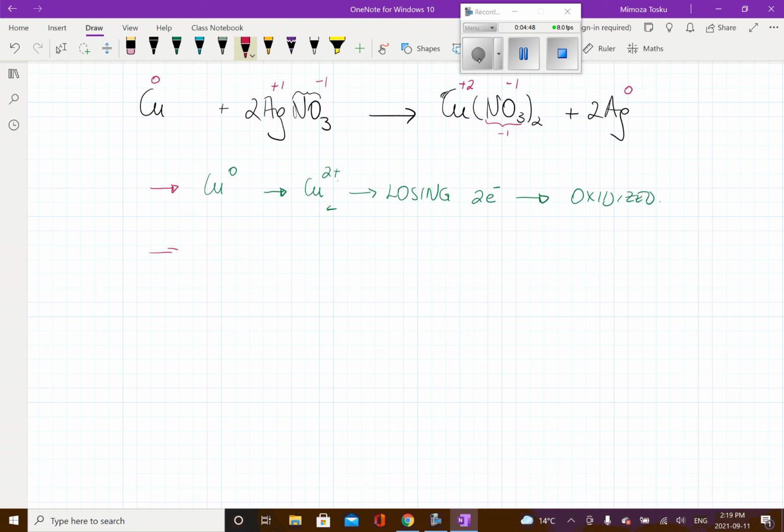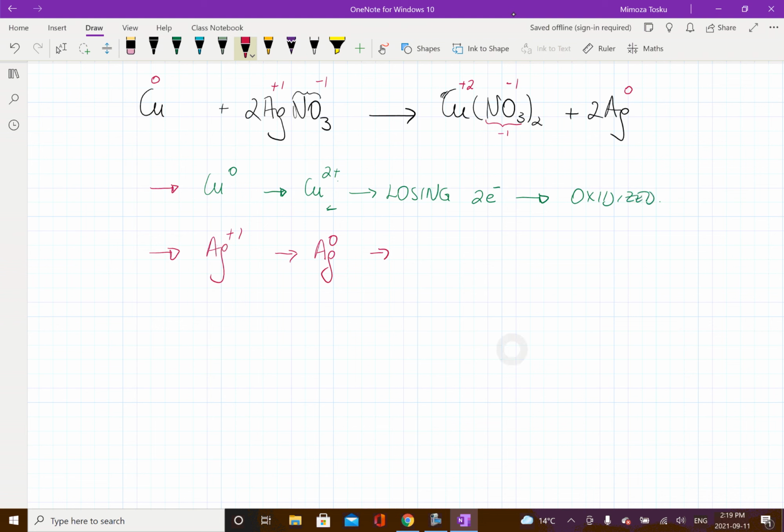Now let's take a look at the other element that is changing the oxidation number, which is silver. Silver from positive 1 is becoming 0. And going from positive 1 to 0 means that you are gaining electrons. And when you gain electrons, we say that it is reduced.